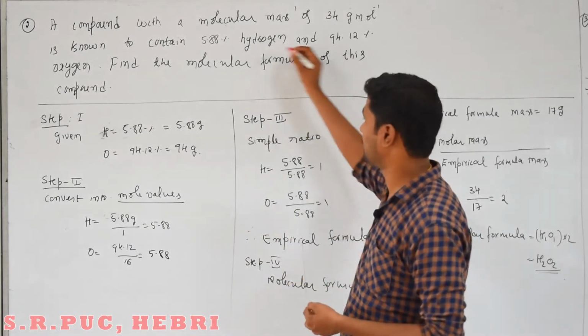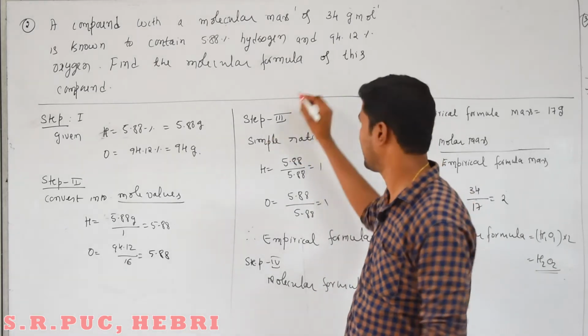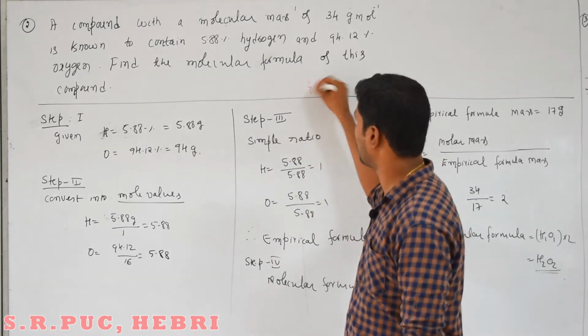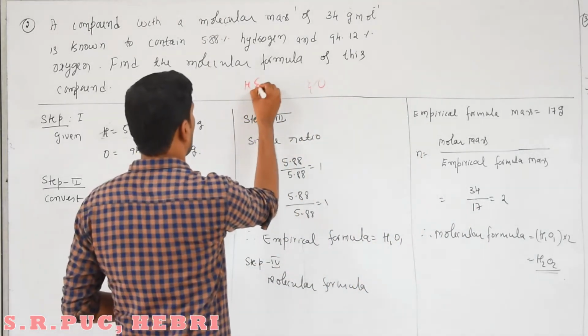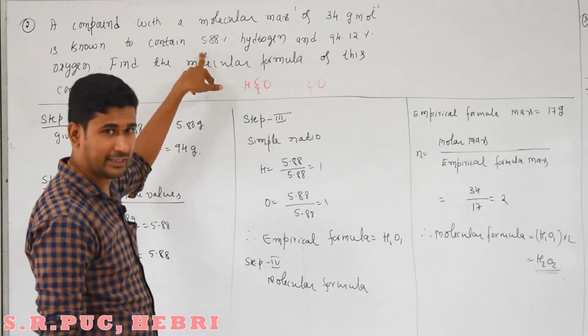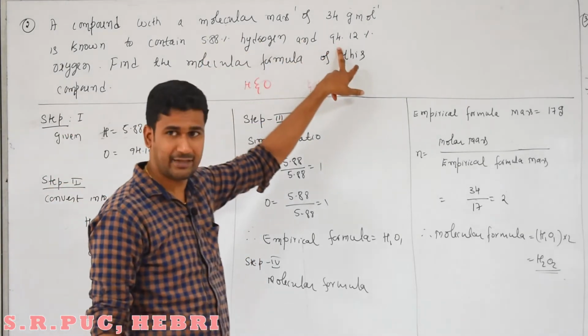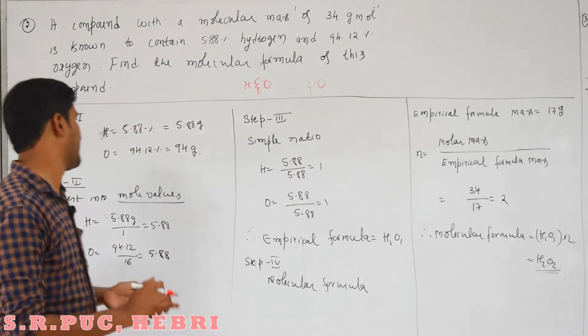Here the percentage composition of two elements is given in the compound. That compound has only two elements, hydrogen and oxygen, H and O. The percentage of hydrogen is 5.88, and the percentage of oxygen is 94.12. So what is the first step? I think you might have known this.